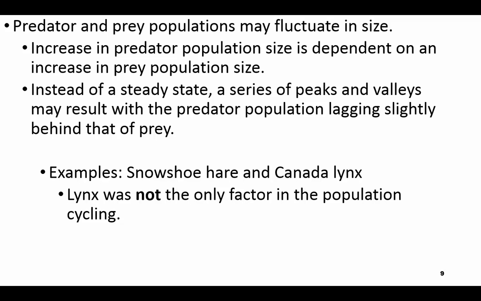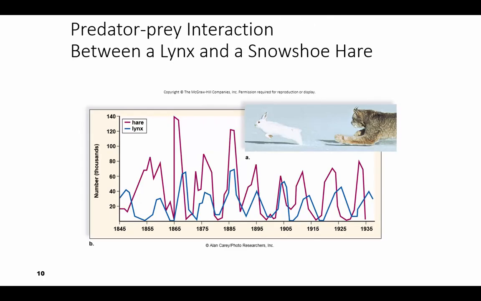An example of this is the snowshoe hare and the Canadian lynx. You see here in this graph, we're going from 1845 to 1935. Look at the number in the thousands that's along the y-axis. The purple is the hare. The blue is the lynx. So let's look at around 1855. You had a low population of lynx, had a high population of the hare.